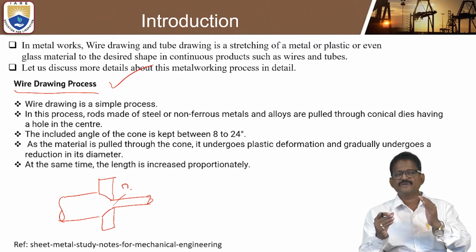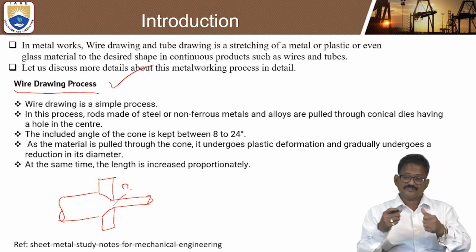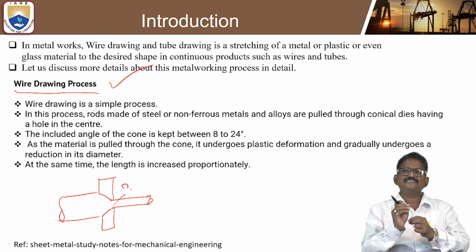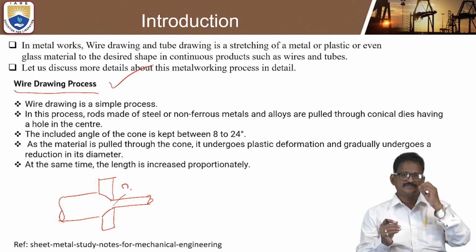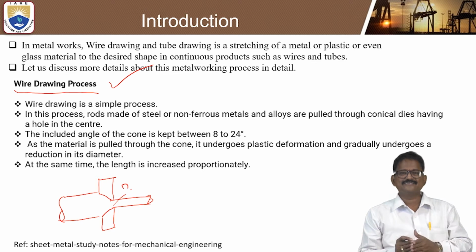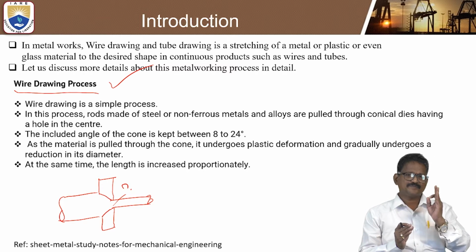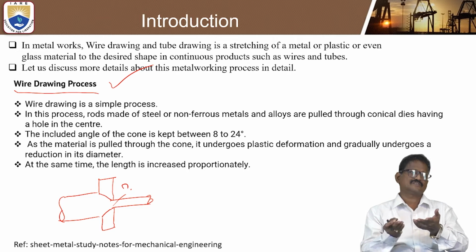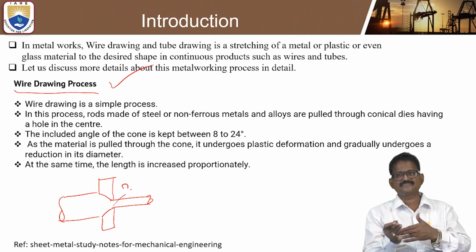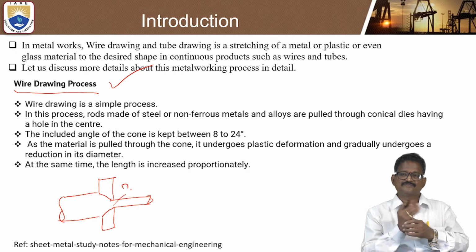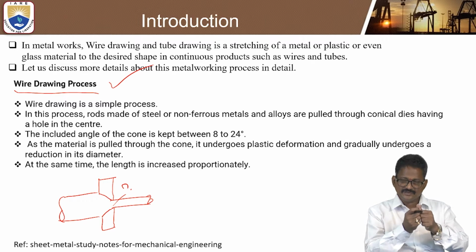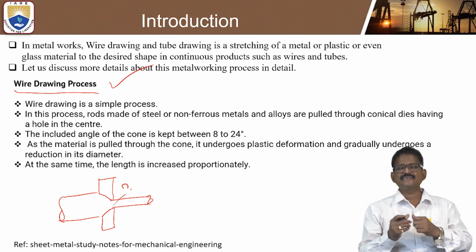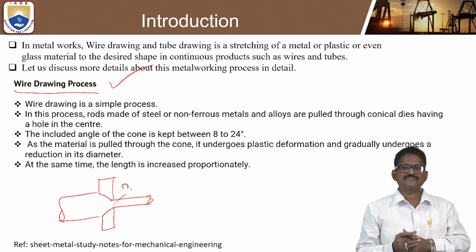Because it is a cold working process, a lot of pressure and tensile force is required to change even a simple shape. That is why wire drawing is a simple process. In this process, rods of any type of material, ferrous or non-ferrous, or ceramic or plastic or even glass, can be transformed, increasing the length and reducing the diameter.